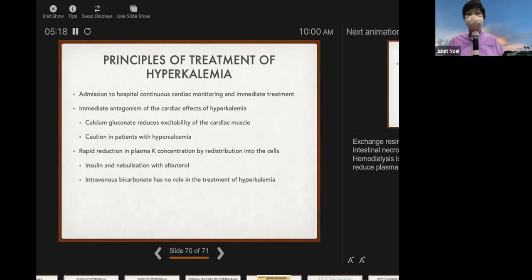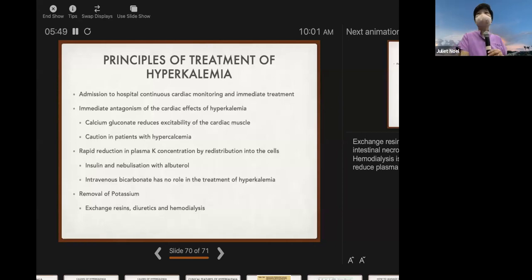Albuterol is not available in the Philippines. The counterpart of albuterol is salbutamol. So you give insulin and nebulization so that it's immediate action, but it's transient. Okay, it's just shifting. So intravenous bicarbonate has no role in the treatment of hyperkalemia unless the patient is acidotic. Otherwise it will not have much effect.